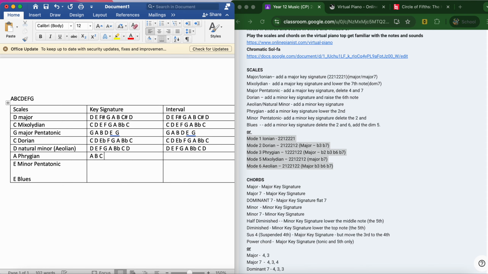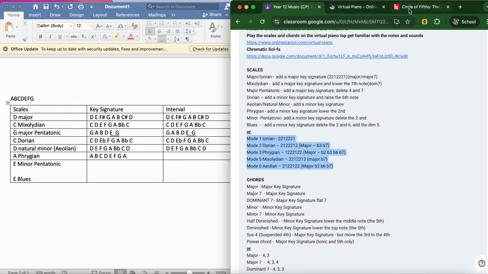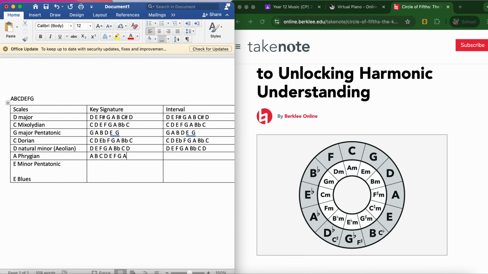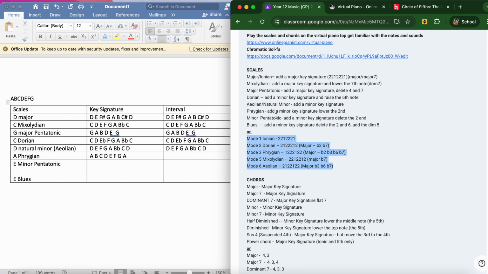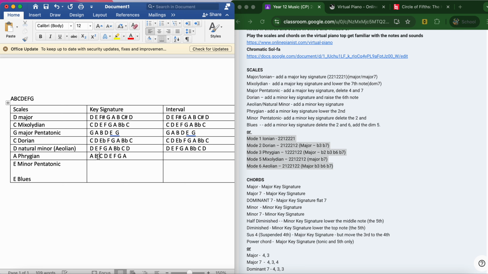Okay, second last one. A, B, C, D, E, F, G, A. Add a minor key signature, no sharps or flats, and we lower the first note, or the second. The first note besides the tonic. And we end up with that.